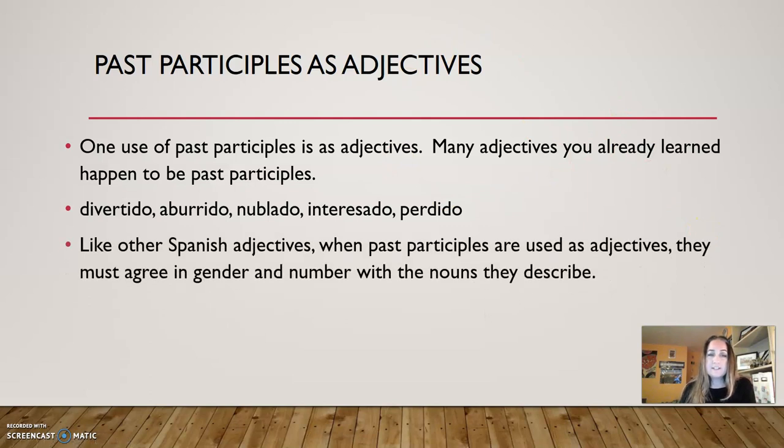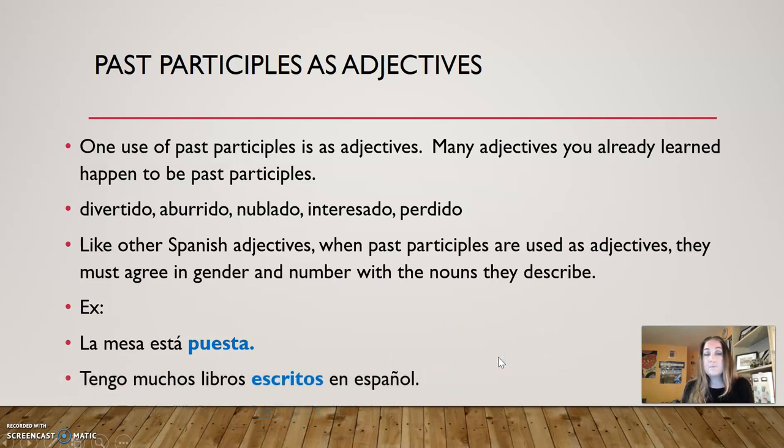Like other Spanish adjectives, when past participles are used as adjectives, they must agree in gender and number with the nouns they describe. For example, la mesa está puesta. The table is set. Since that is describing the table, we have to make it feminine. Tengo muchos libros escritos en español. I have many books written in Spanish. Since escrito is describing libros, we have to make it plural.